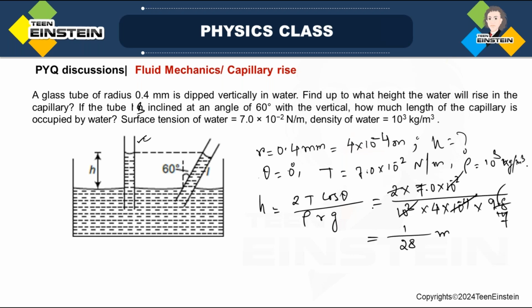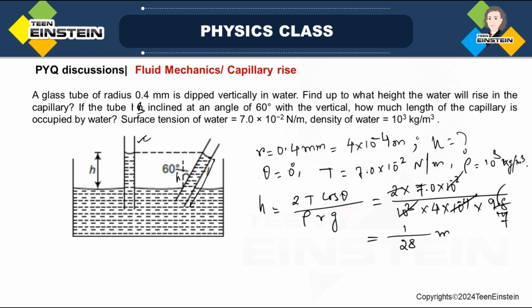So we have to finally find out the length of water inside the capillary tube when it is tilted. Look here, how much length of the capillary is occupied by water? Let us say this length is L. That is the thing we have to find out. This is actually H. This height is going to be the same always, even if you tilt it.